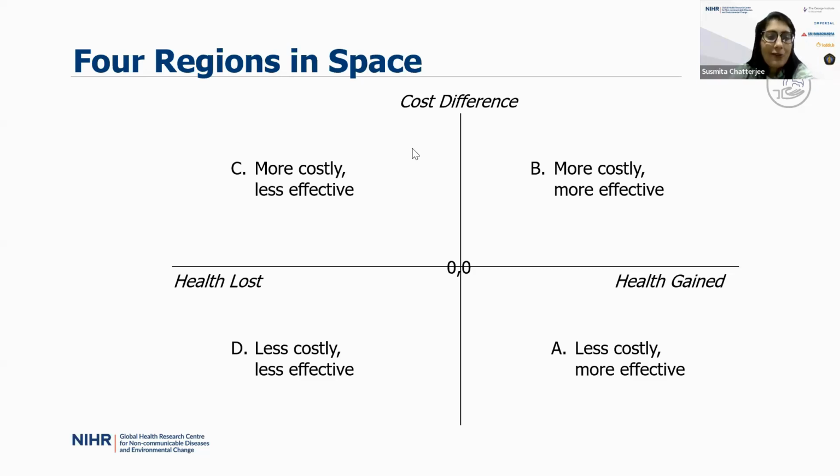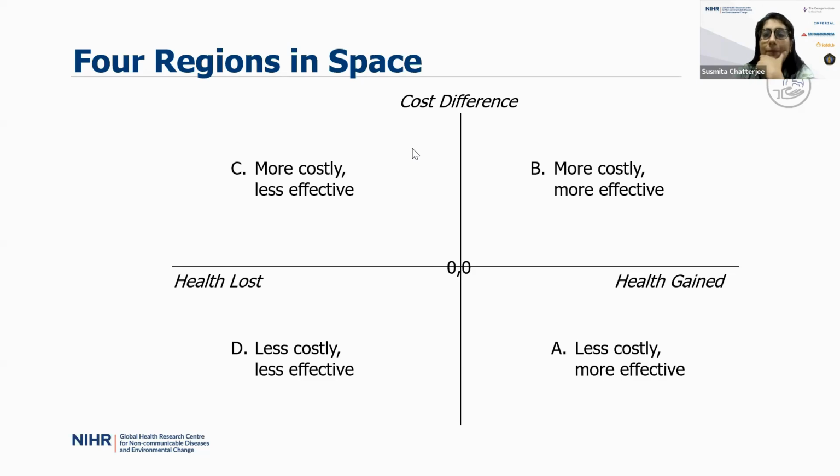Can you tell me where in these 4 blocks my intervention will fall, where in this space, such that I will definitely choose it? If my intervention falls in that region, then I will definitely go for it. Or not I, the policymakers will definitely go for it. Which is the region?